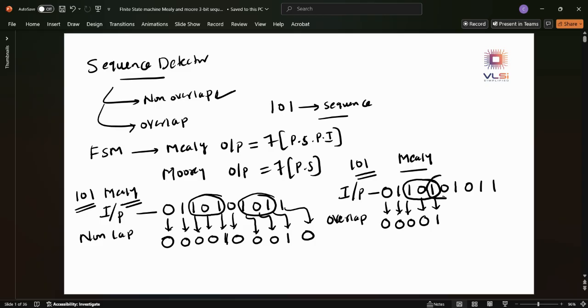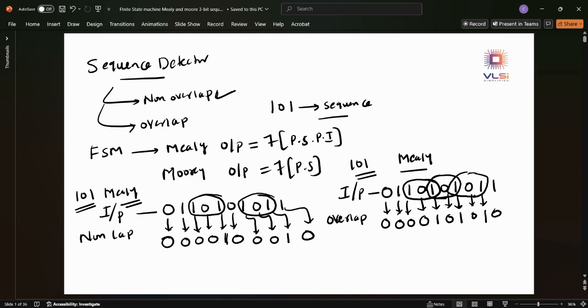So next 1, next 0, so that means 0. Again here, 1 is included, 101, so that means it becomes 1. Okay, so here you got the sequence 101. Again it will start from 0. Okay, it starts from 1, and 1, and next here you have 0, and next here you have 1. So that means you got the sequence, the output is 1 and the remaining is 0. Okay, so this is the Mealy machine for overlapping and non-overlapping sequence.